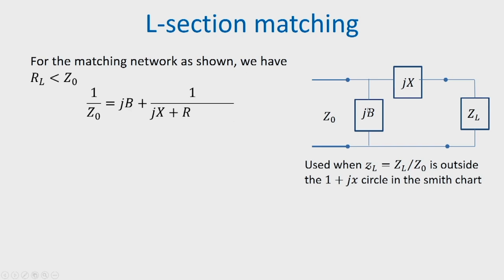As before, we need to find out the impedance or admittance looking at this point and equate. It is easier to work with admittance here. So, 1 by Z0 becomes equal to jB plus 1 by jX plus R_L plus jX_L, and therefore, we can write 1 by Z naught is equal to jB plus 1 by R_L plus j(X plus X_L).